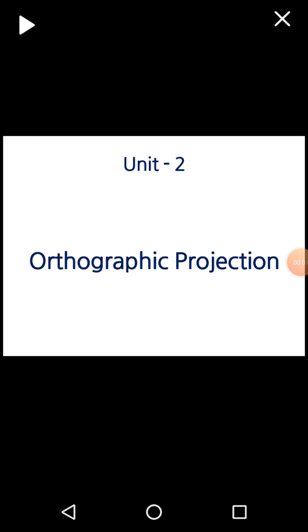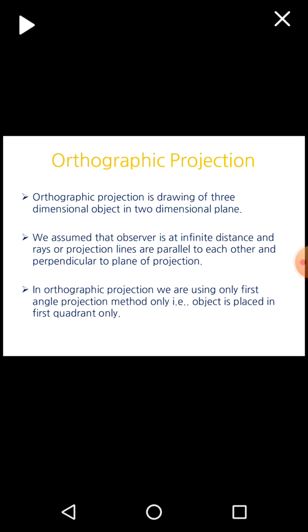Today we are going to see unit number 2, orthographic projection. Orthographic projection is nothing but the representation of a three-dimensional view in a two-dimensional view. That means a three-dimensional view of an object will be given, and from that we have to draw the two-dimensional view.